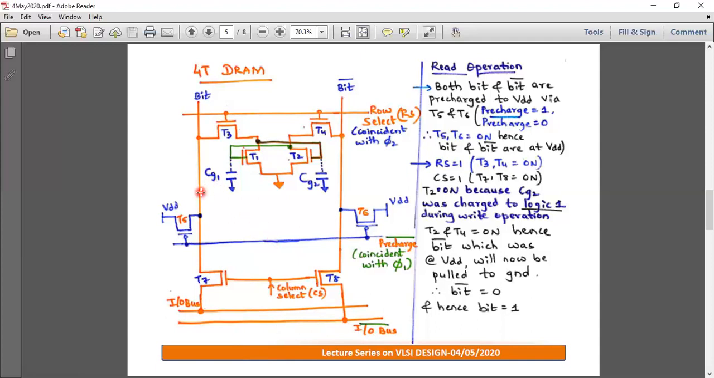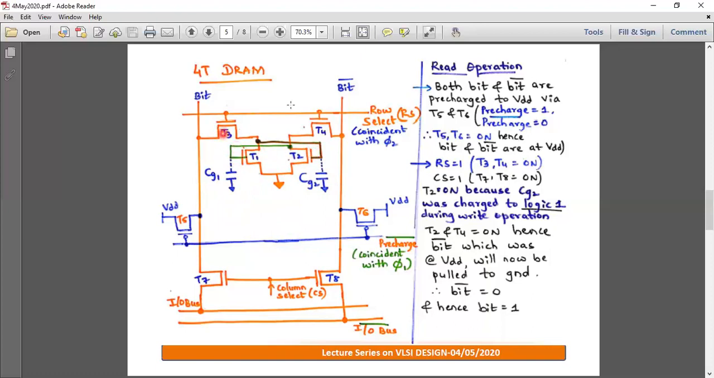Let me repeat. First both bit and bit bar should be charged to VDD, which happens via T5 and T6 transistors because these will be on if you give pre-charge as 1. To read the stored information from the memory cell, make row select 1, T3, T4 on, make column select 1, T7, T8 on. When we performed the write operation, Cg2 was holding logic 1 and Cg1 was holding logic 0. Cg1 is 0, so T1 is off, Cg2 is 1, so T2 is on.